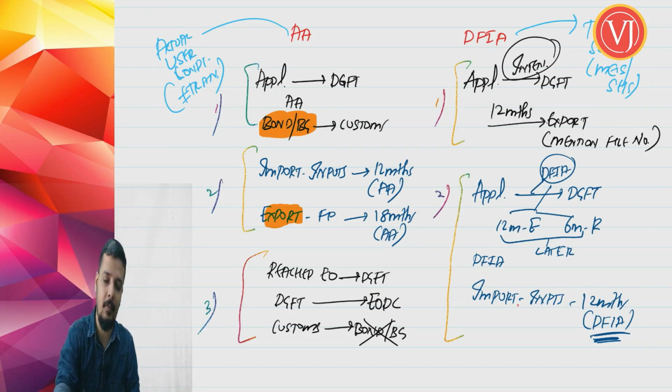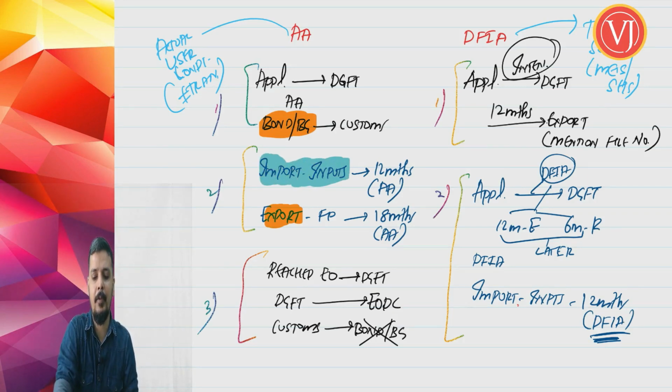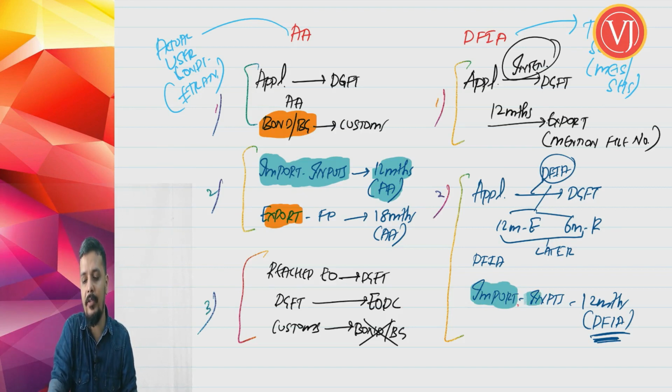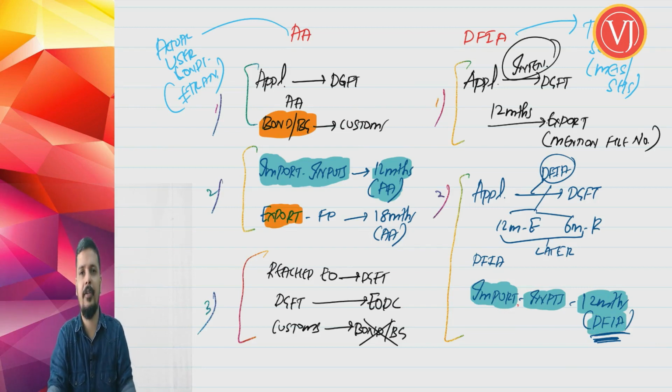So that, friends, you have to understand. But one thing is common in both the places. You have to use your advance authorization to import the inputs within 12 months from the date of issuance of advance authorization, and you have to use your duty free import authorization to import the inputs without payment of import duty within 12 months from the date of issuance of duty free import authorization. So usage of that should be within 12 months.